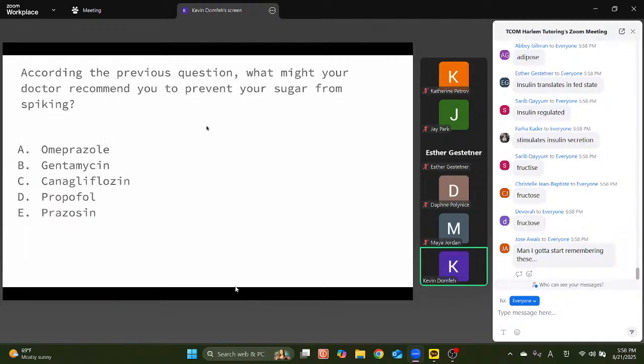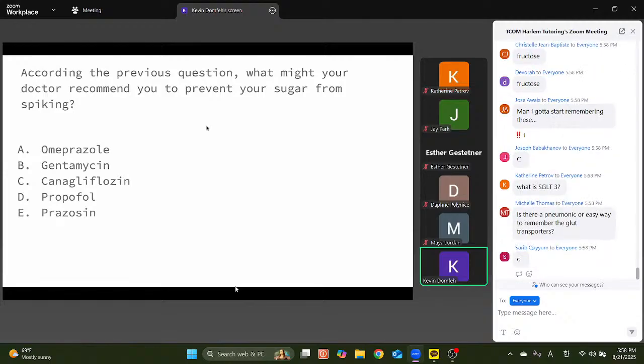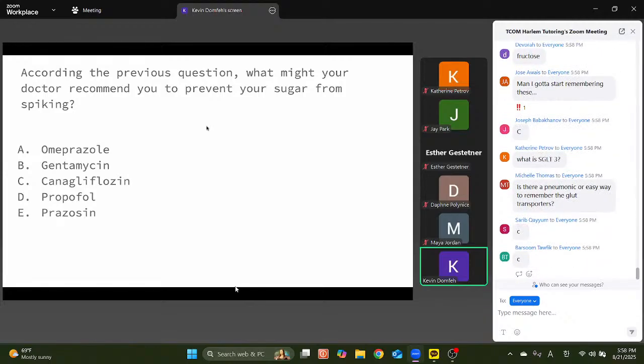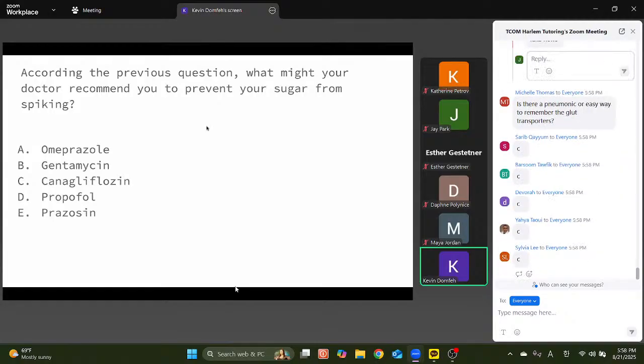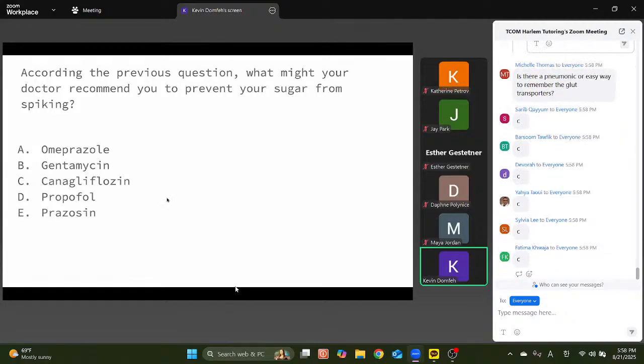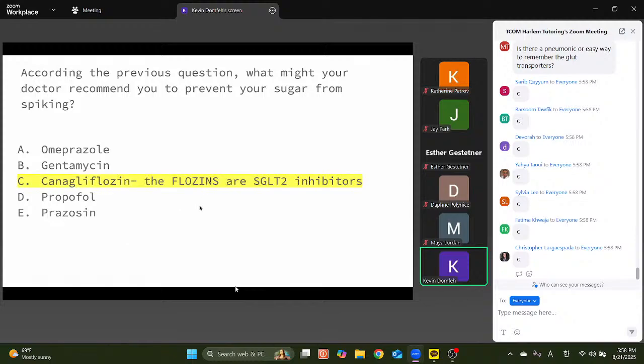According to the previous question, what might your doctor recommend to prevent your sugar from spiking? And C is the correct answer.